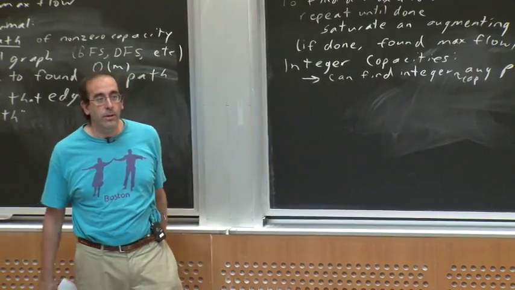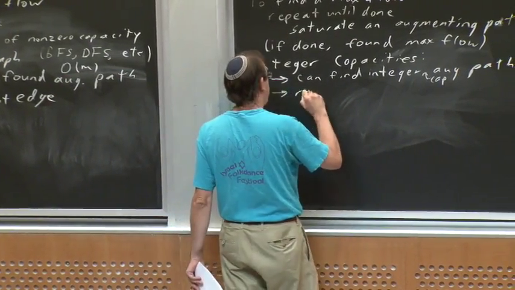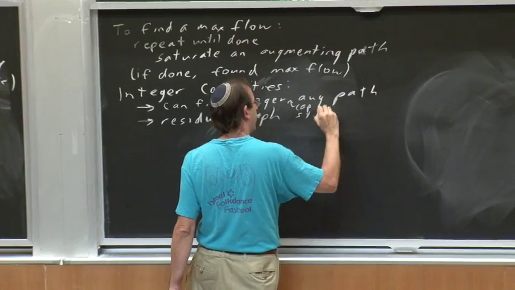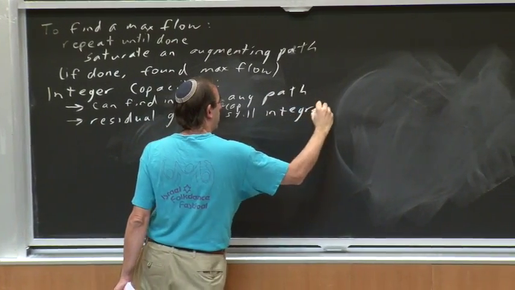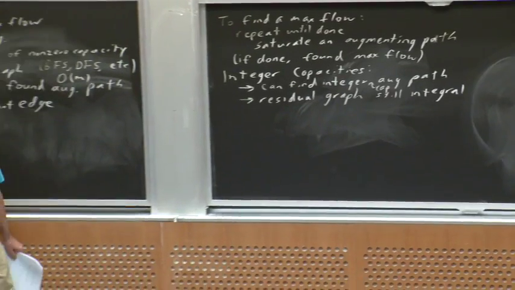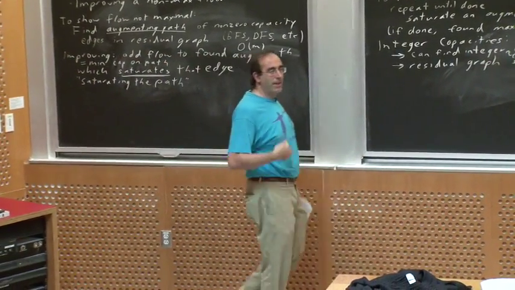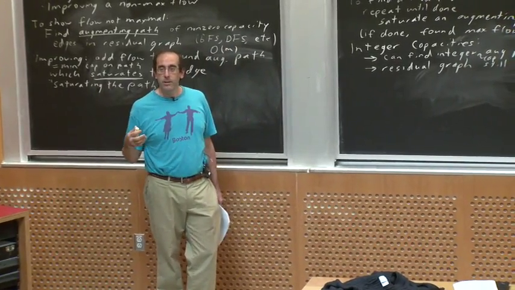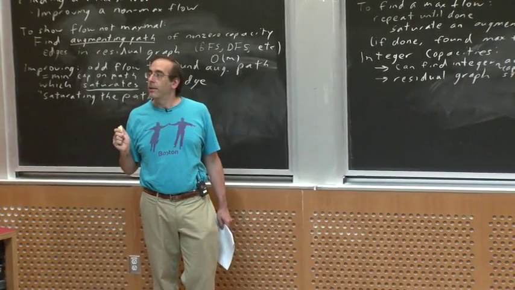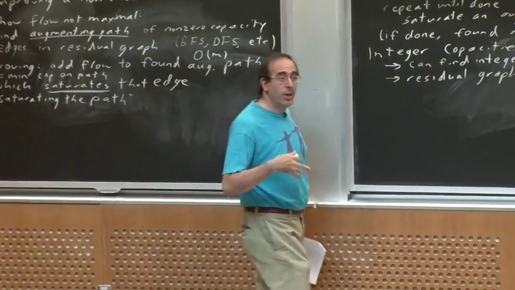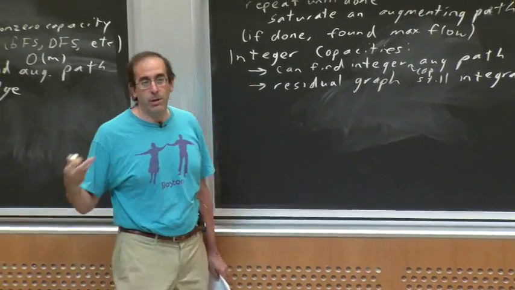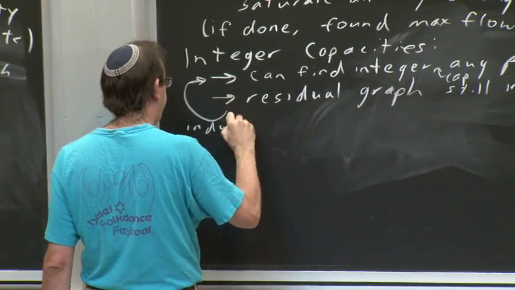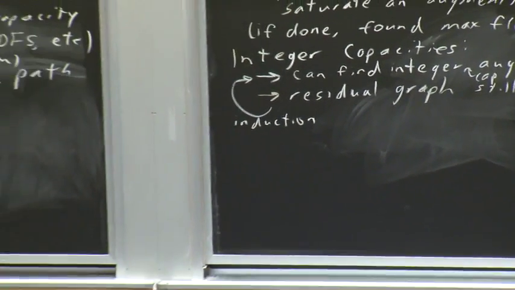Residual graph is still an integer. Good. So after we find an integer augmenting path, the residual graph is still integral. The first residual graph is just the graph we start with. After we do an augmentation by an integer, we still have an integer residual graph, and therefore we can do it again. So there's actually an inductive argument here that each augmentation that we perform in this graph can be an integer augmentation. Every single augmentation is by an integer.